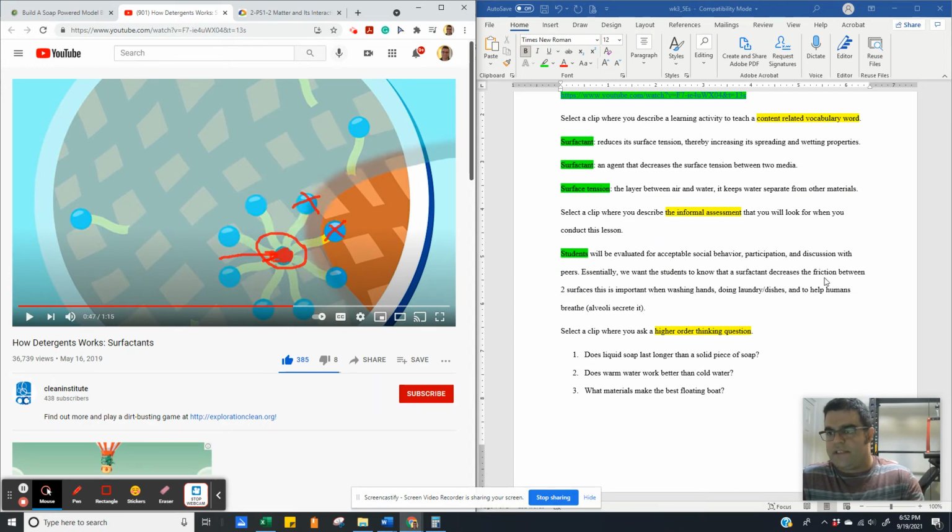Surfactants, besides having the hydrophobic and hydrophilic ends, reduce surface tension and allow two media to come into contact. It's important when we're washing our hands. It allows the water to actually come into contact with our hands. If it weren't for the soap, which has surfactant in it, the water would not come into contact with our hands, really. So that's kind of how that goes.